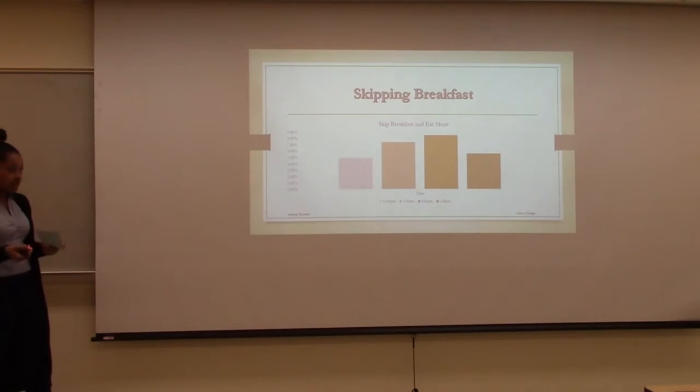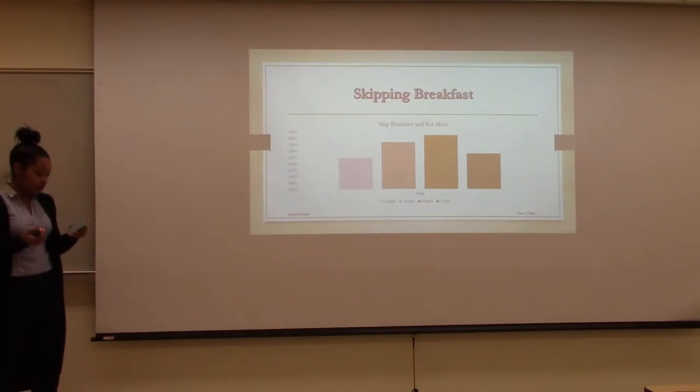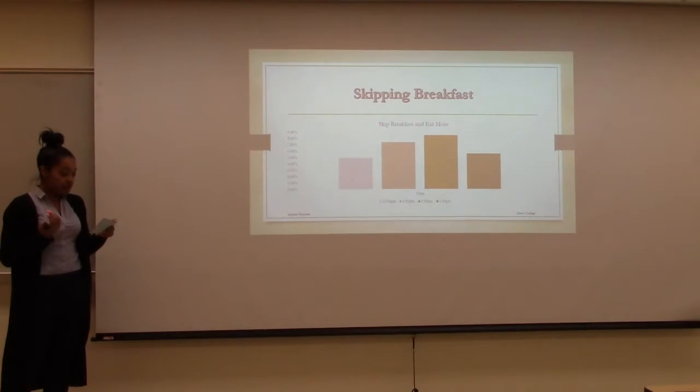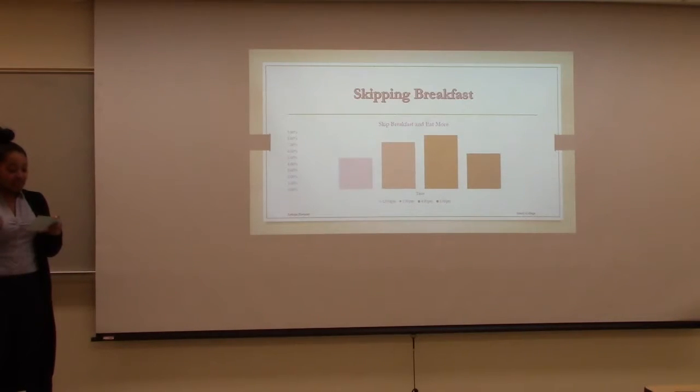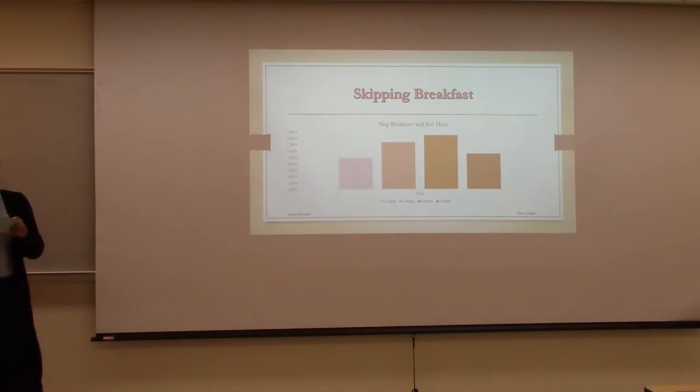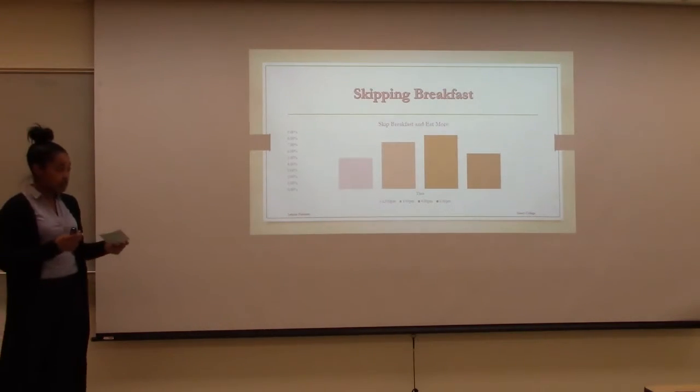So if you ate breakfast at 12 o'clock, you would eat 4.9% healthier than if you didn't. If you didn't eat breakfast, you would eat 4.9% less healthy than if you did. And it goes up from there. At 1 p.m., it's 7.4%. At 4 p.m., it's 8.5%. And at 6 p.m., it goes down.